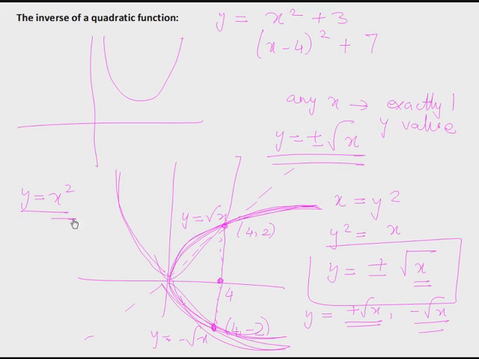So the inverse of y equal to x square is not a function because it's x equal to y square. That is y square equal to x, and this isn't a function. This is two functions, plus root x and minus root x. So you have to divide the inverse into two separate functions.